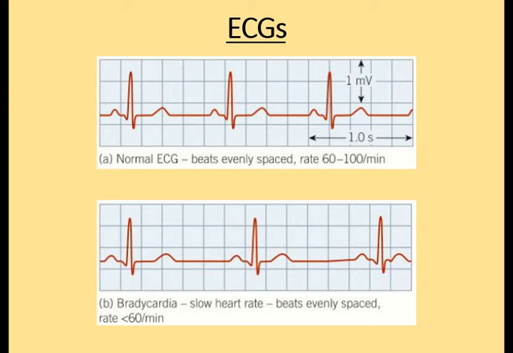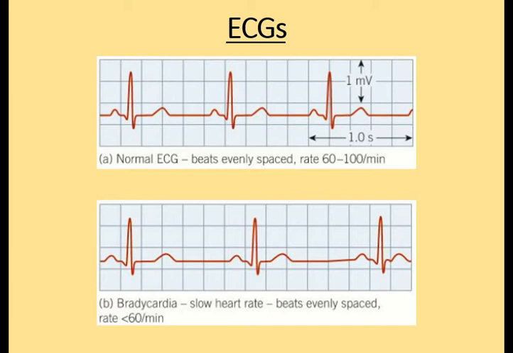So on screen right now at the top we've got a normal ECG. We can see the gaps between each beat are even, so we've got a regular rhythm, and we've got a time scale on this ECG trace where 5 squares is 1 second, and we can see that each beat is taking about 1 second, so that means we're around 60 beats per minute, which is totally normal.